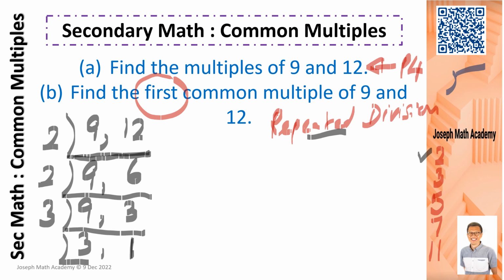So next, repeated division, 3 again, we get 1 and 1. Congratulations. So remember, repeated division, prime factorization, you only stop when we arrive at 1. That means there's no more division that can be done further using the prime factorization, repeated division concept. So what do we have here?